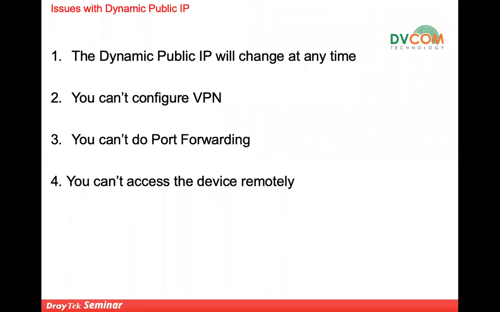The next one is something I regularly get as an issue from all my customers. People used to ask me this question: issues with the dynamic public IP. For example, if you take a PPPoE connection from Etisalat or Du, by default you are going to get a dynamic public IP. With a dynamic public IP, you cannot configure the VPN, you cannot do port forwarding, and you cannot access the device remotely. Why? Because your public IP will change dynamically at any time.